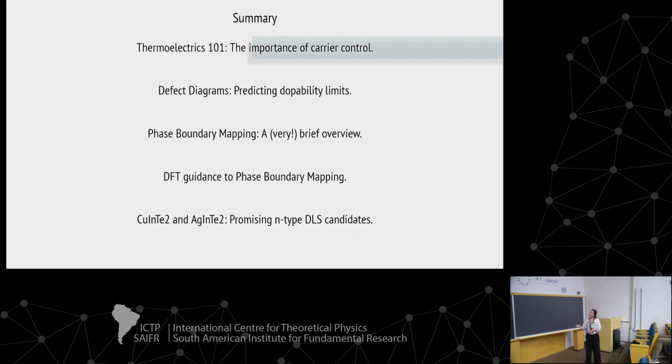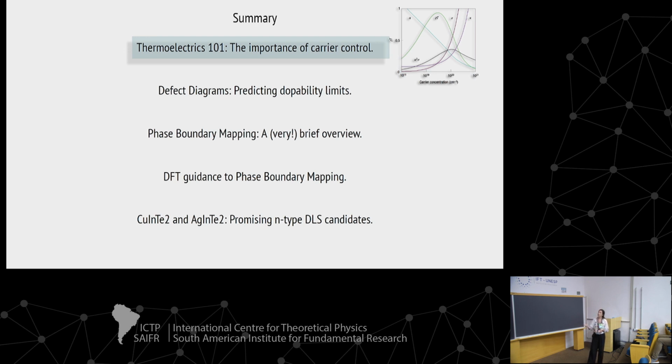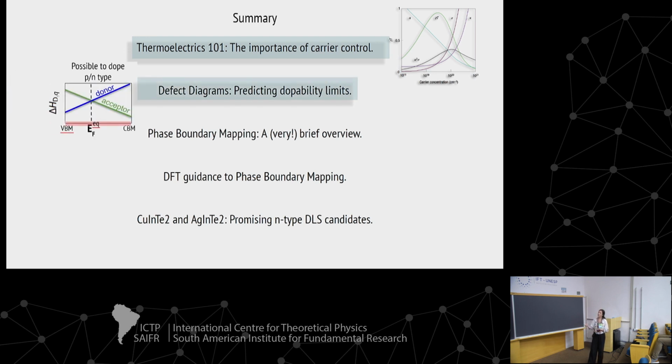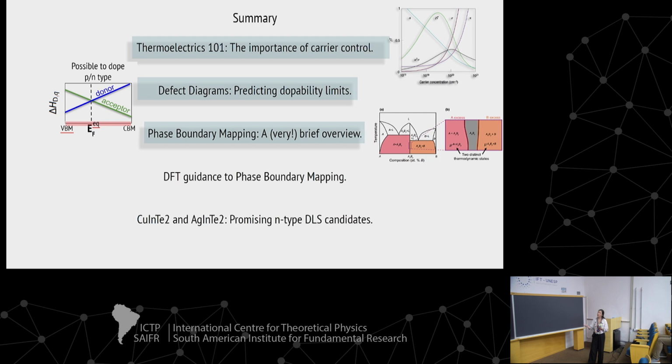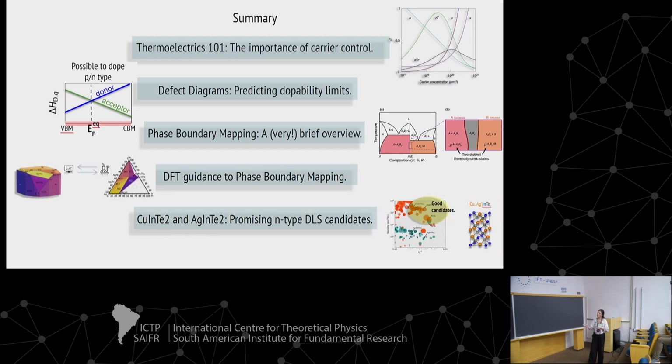In summary, I showed the importance of carrier control in trying to optimize thermoelectric properties and how we can do this with DFT predictions using defect diagrams. I gave a very brief overview of phase boundary mapping, where we use secondary phases to define the chemical potential and then control the defects in the material, and also how we can make this correspondence between DFT and the experimental approach.